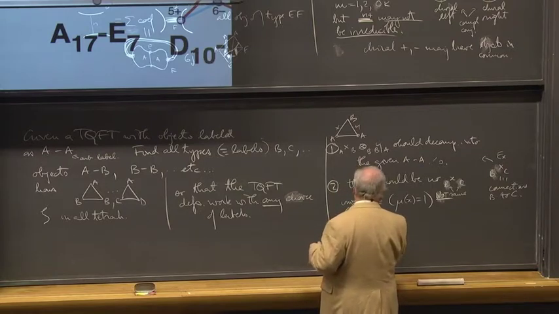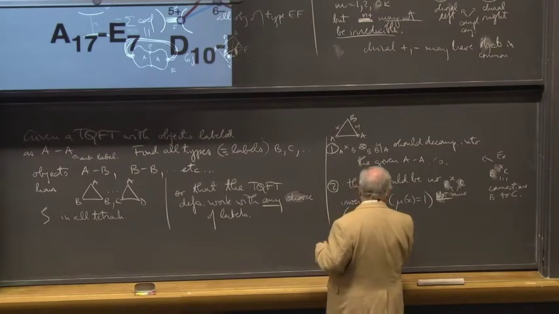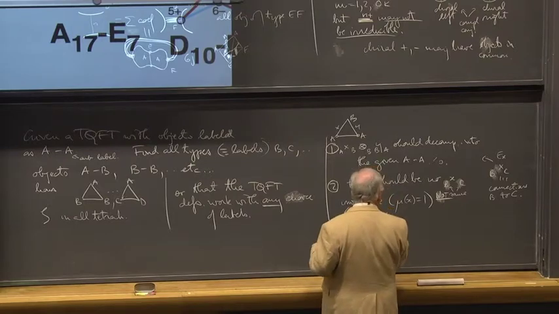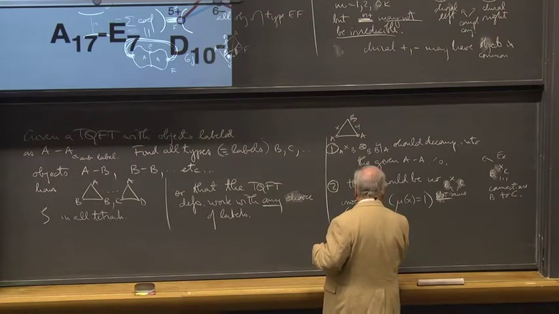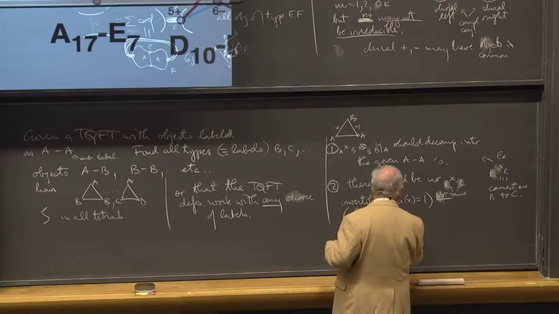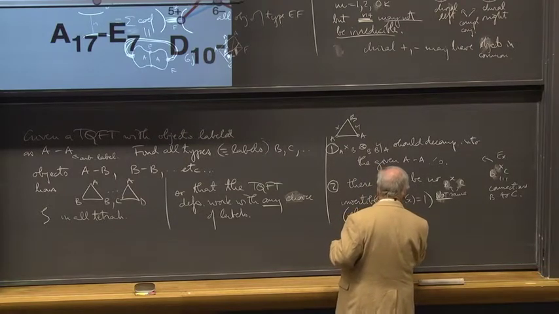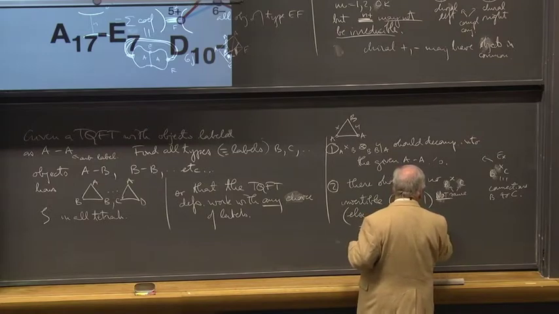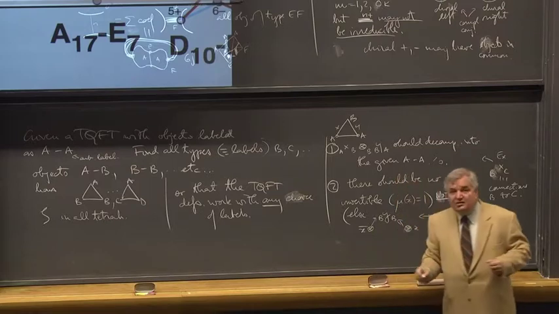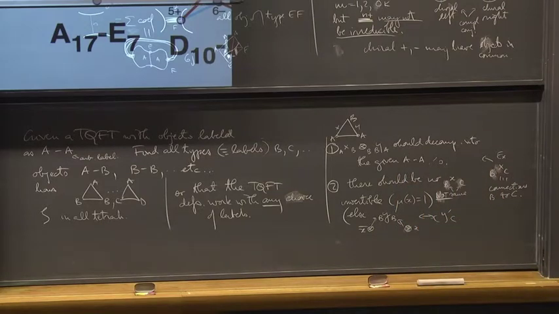you could take any Y of type BB and tensor it with X bar and with X here and map it to Y prime of type CC. So if you had an invertible object, then the two labels would not really be different. You could just tensor and call them something else.